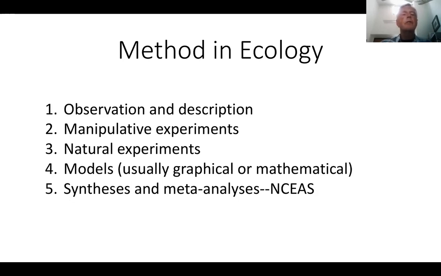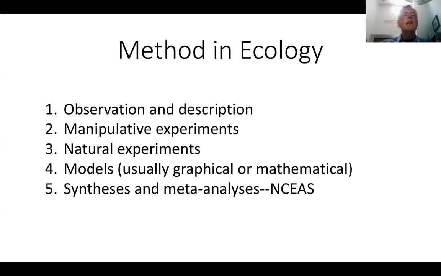That's observation and description. The second major approach that people use, and observation and description is really about the documentation of pattern. The understanding of process comes at these other levels of method. And one of those methods is what I call manipulative experiments, where we actually go out and perturb nature in some way to see how the distribution and abundance of species changes following that perturbation, thereby making an inference of cause. Those are manipulative experiments.